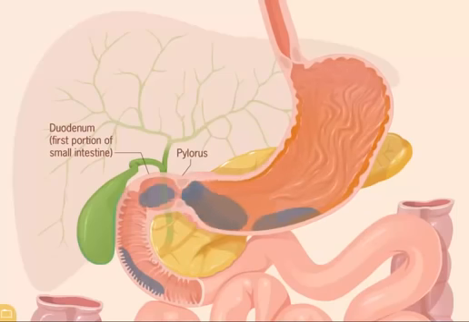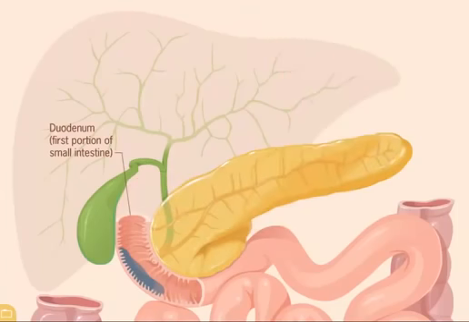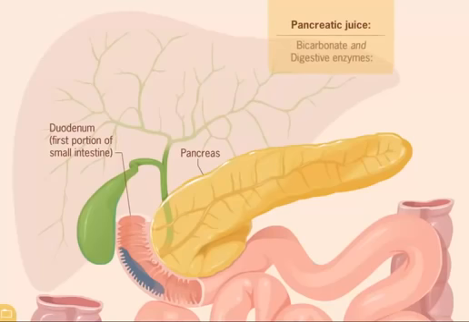It is within the duodenum that the chyme mixes with pancreatic juice and bile. The process of digestion causes neural and hormonal stimulation of the pancreas to release pancreatic juice. Specialized pancreatic cells produce the pancreatic juice. The juice contains digestive enzymes and bicarbonate. The major digestive enzymes are amylase, which digests carbohydrates, lipase, which digests fats, and protease, which digests proteins.